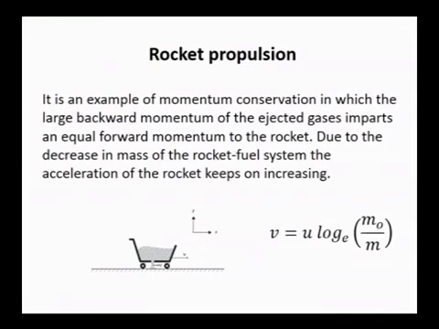It is an example of momentum conservation in which the large backward momentum of ejected gases imparts an equal forward momentum to the rocket. The exhaust gases going backward push the rocket forward. Due to the decrease in mass of the rocket fuel system, the acceleration of the rocket keeps on increasing. This is a variable mass system. I have given a small example for it.